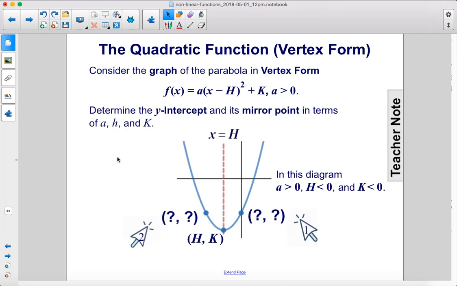Consider the graph of the parabola in vertex form, f of x equals a times x minus h squared plus k, where a is greater than 0, so it's an upward facing parabola. Determine the y-intercept and its mirror point in terms of a, h, and k. Alright, so we have our h, k, that's our vertex here. Therefore, our y-intercept is just when you plug 0 into the function, and we get f of 0 out, and then the mirror point will be 2 times h, remember, because h is this distance between this line and this dot, so 2 times that distance with the same y coordinate as the y-intercept.